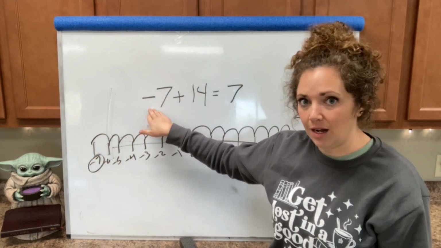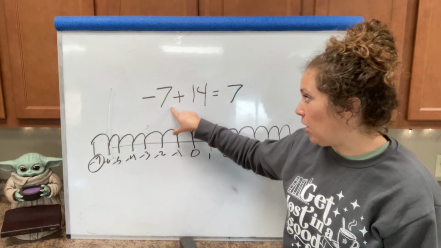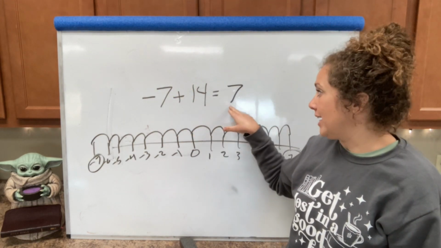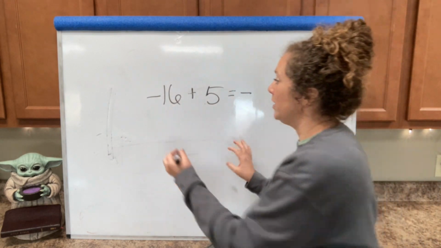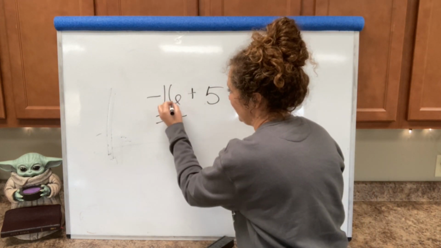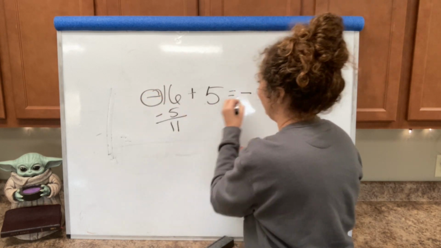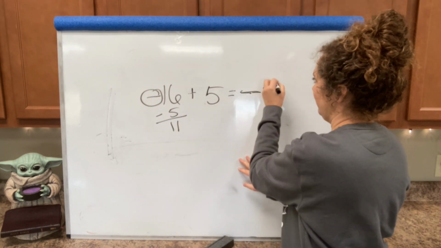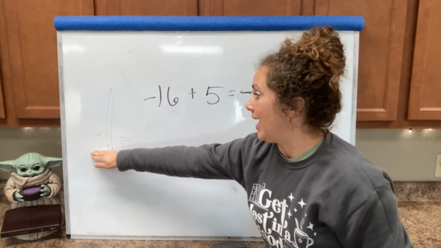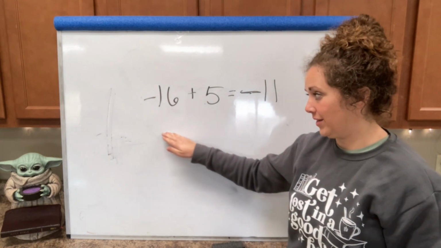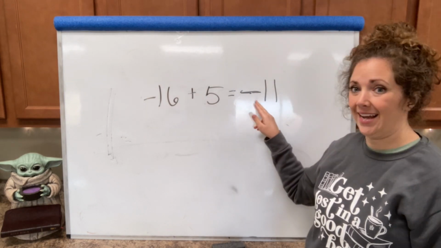If you have a negative number and the digit itself is smaller than the positive number, your answer is going to wind up being positive. Now we're going to take this -16, we're going to actually subtract the 5 from it, and then it'll be a negative answer. Again, on the number line, if I start with -16 and then I add 5 going this way, I'm going to get to -11.